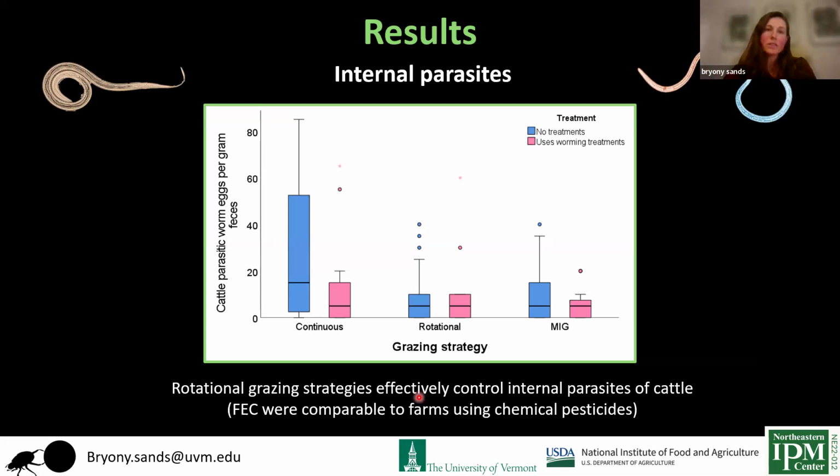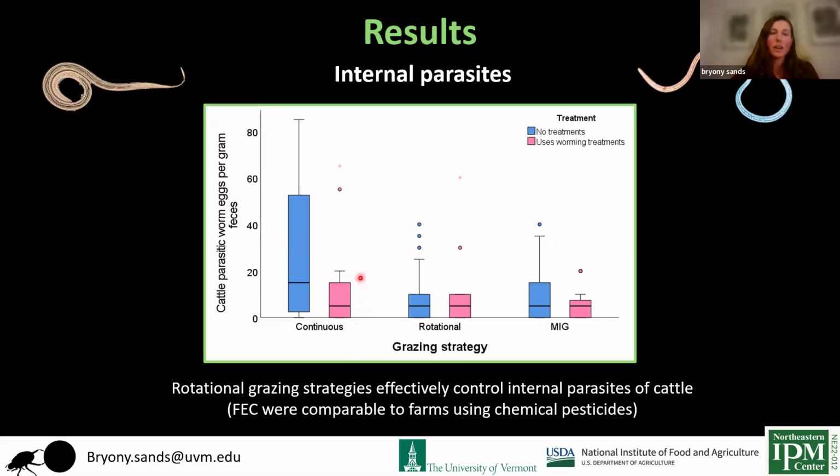So this is the results of the internal parasites. This up the side here is the fecal egg count, so the number of worm eggs that were in the manure samples. And then along the bottom, we have the grazing strategies that the farms were using. So continuous grazing, rotational grazing, and management intensive rotational grazing. And then the blue bars are farms that were using no worming treatments at all. And the pink bars are farms that were using worming treatments.